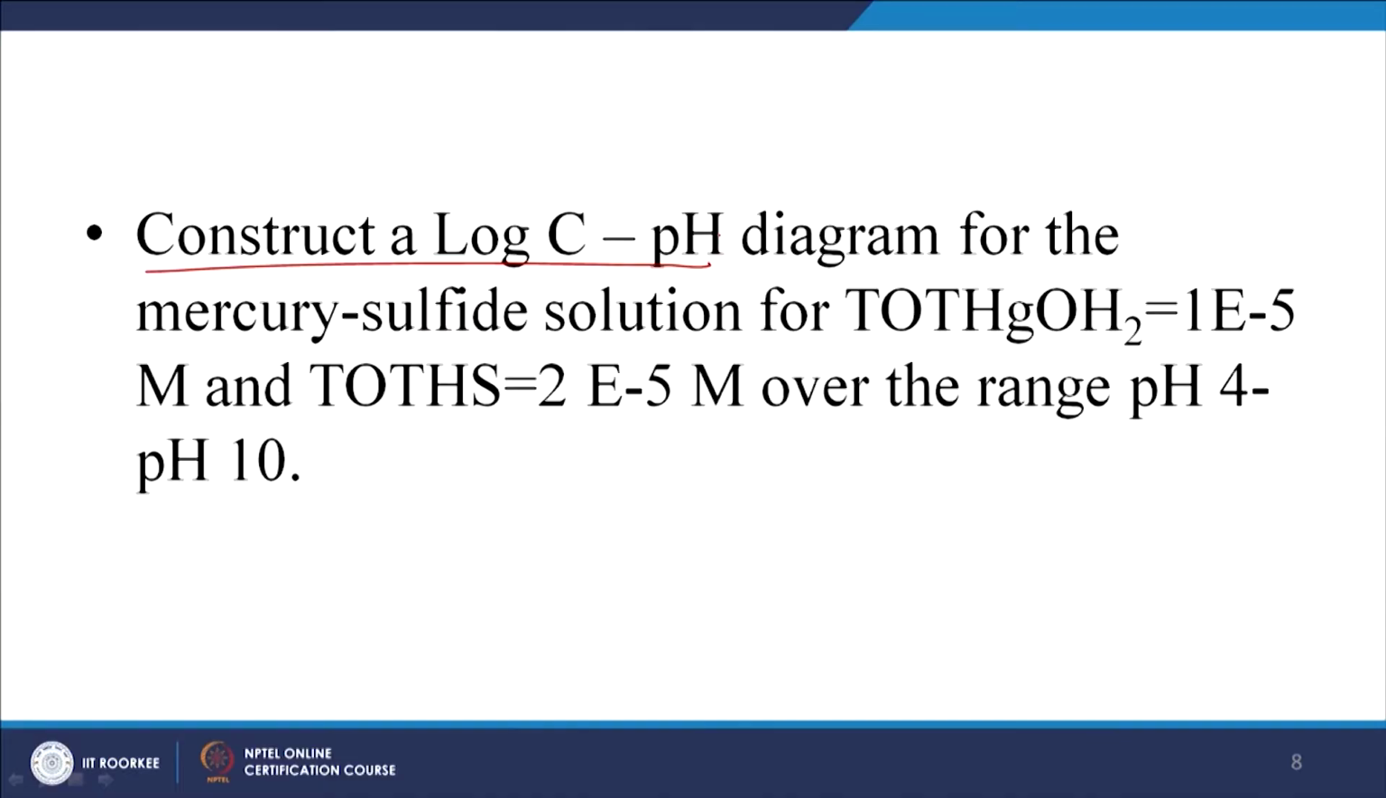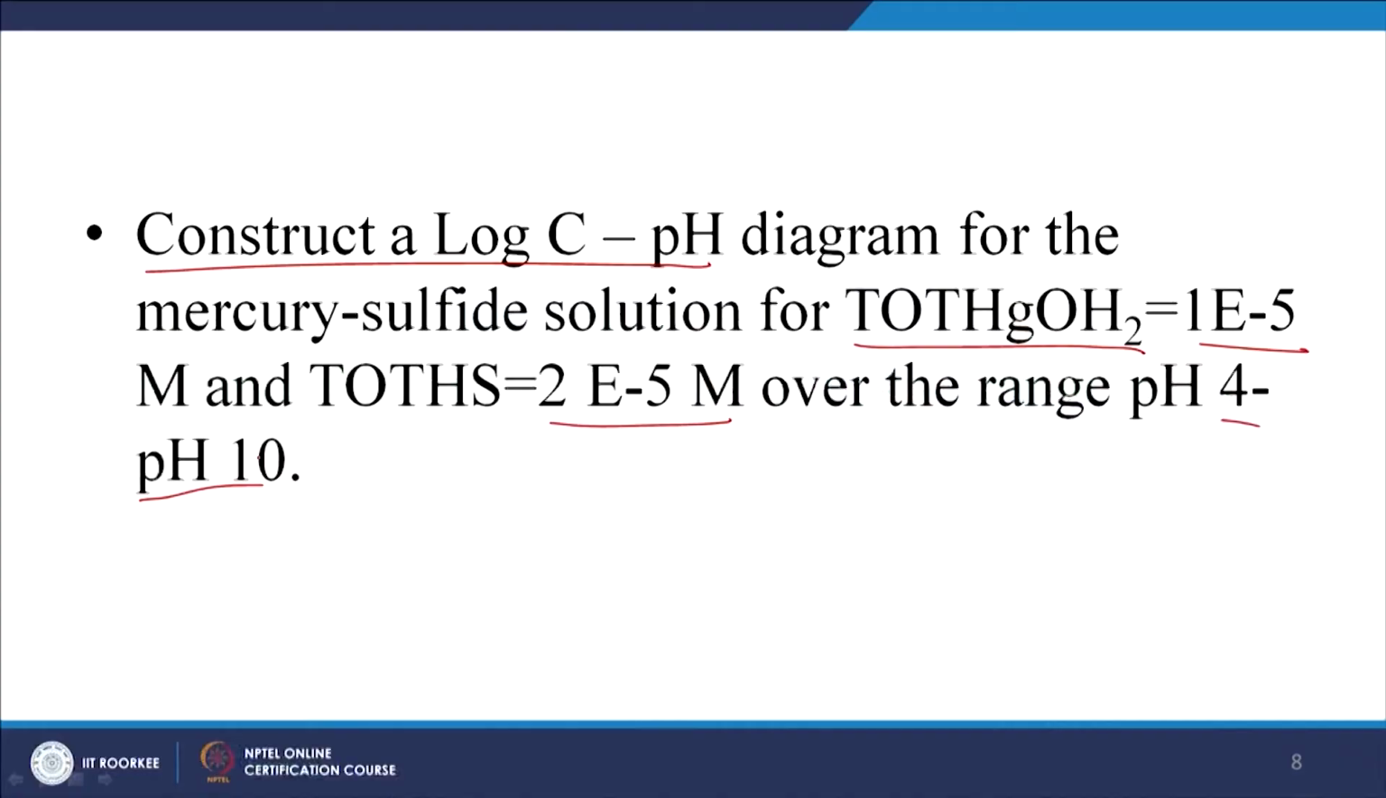So let's say, for example, construct a logC-pH diagram for mercury sulphide solution when total HgOH twice is so, and total HS is this value, over a range of pH 4 to pH 10. You can solve this by hand based on what we just did earlier, but obviously for a multiple range of H plus, pH 4 to pH 10, it is going to be remarkably time consuming. So you have better ways. Obviously, the better way is to plug in the relevant components into VMinteq.